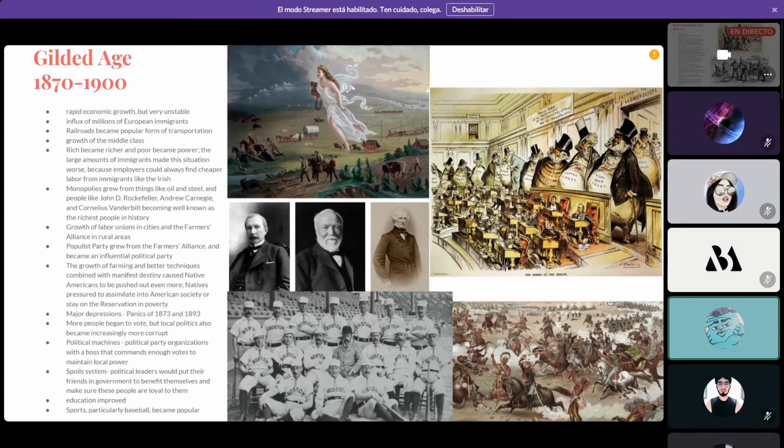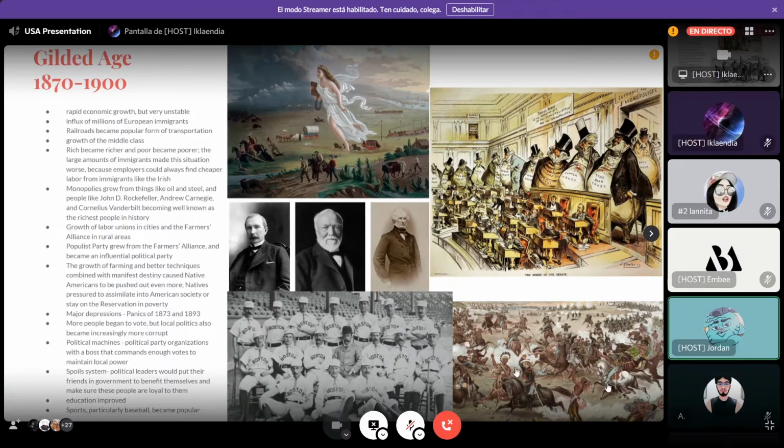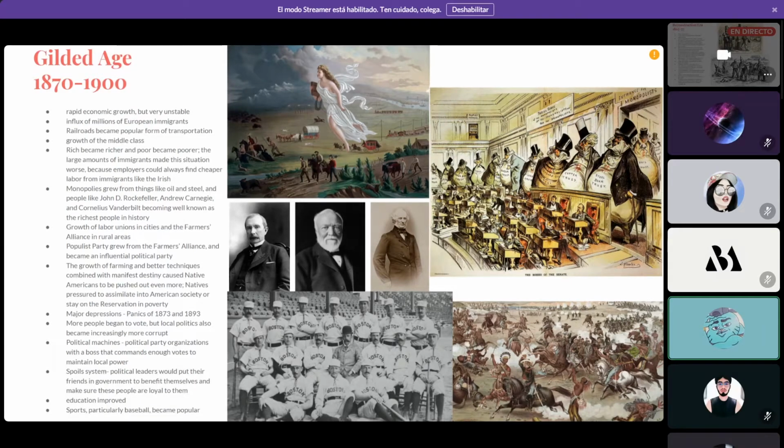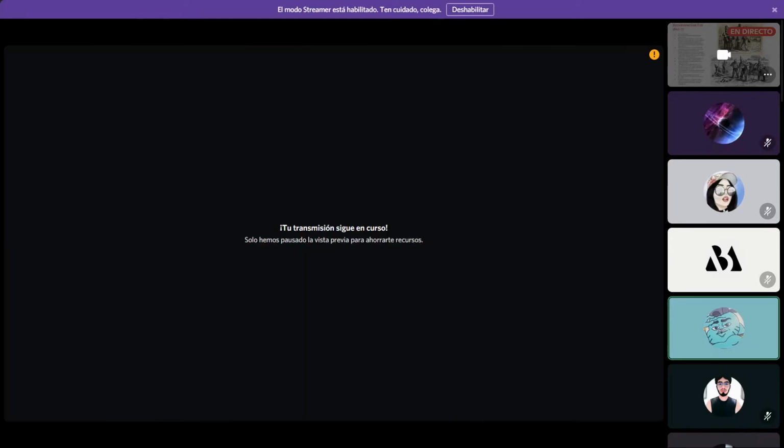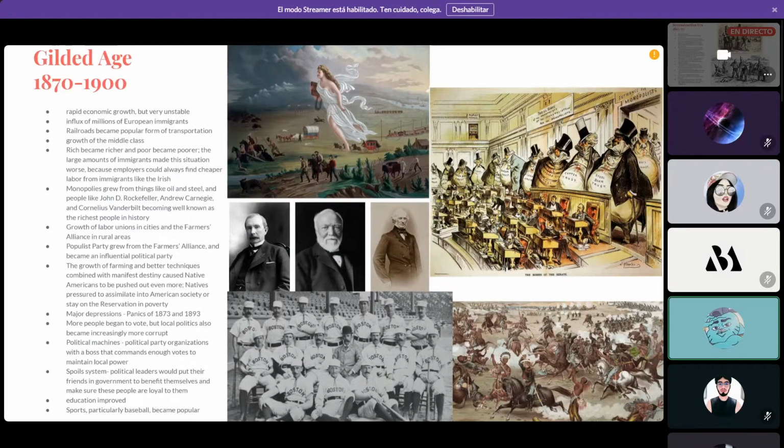The new transportation of railroads and trains became very important for getting not only people, but cargo across the country. The rich became richer and the poor became poorer. And that created a big divide, but it also created a new growing middle class in between. And the amount of new immigrants coming in, particularly the Irish and the Germans, made it harder for certain people because employers could always find cheaper labor in immigrants. They would always pay the Irish or the German immigrants less because they knew they were desperate.